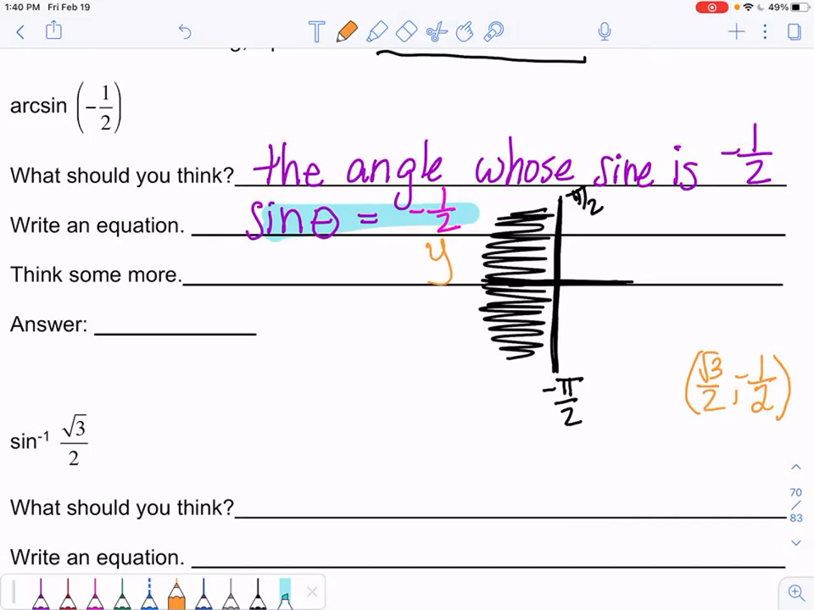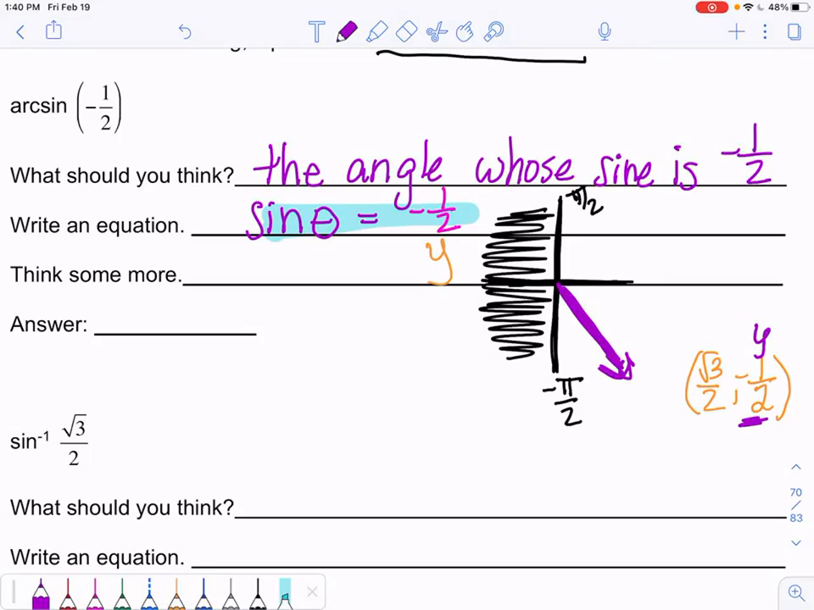Between the first and the fourth quadrant would be where my angle is located. If y is negative, Zach, is it going to be in the first or the fourth quadrant? If y is negative, it's going to be in the fourth. So we need to find an angle in the fourth quadrant. It's in the fourth quadrant because my y is negative, when the sine is equal to -1/2.